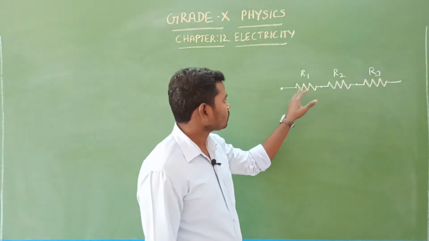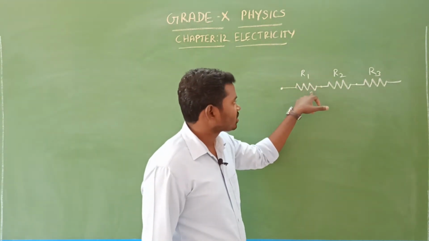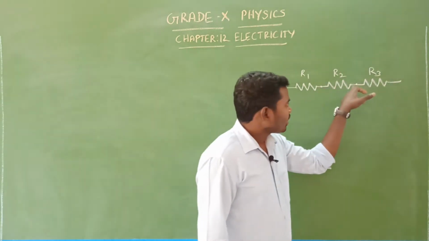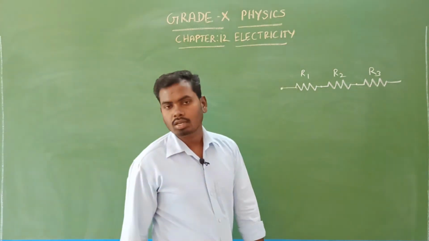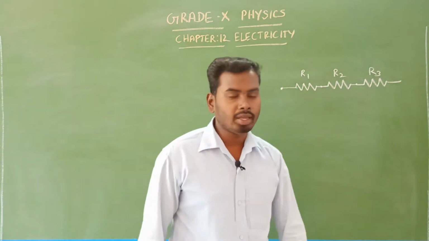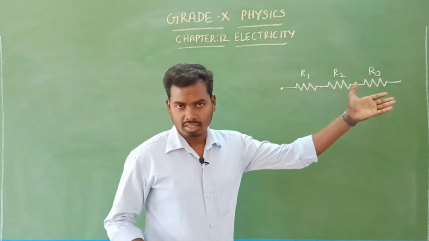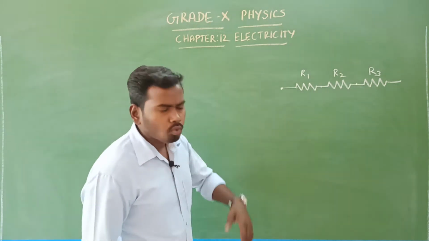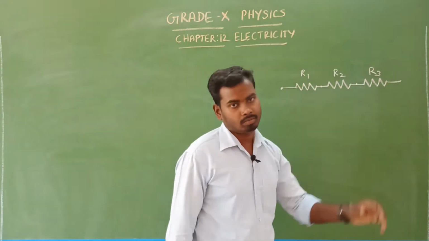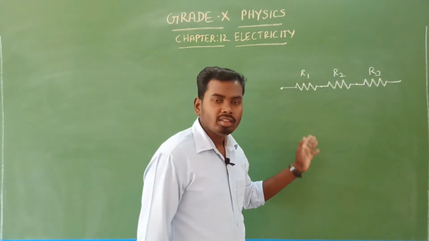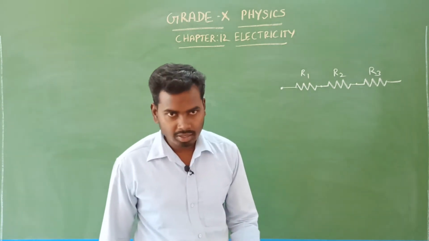Here the resistors are connected end to end. One end of the first resistor is connected to one end of the second resistor. Another end of the second resistor is connected to the first end of the third resistor. So here the resistors are connected end to end consecutively, and the combination of resistances is said to be in series. In other words, when two or more resistors are connected one after one, the combination is said to be in series. Is it clear, students? Very easy.